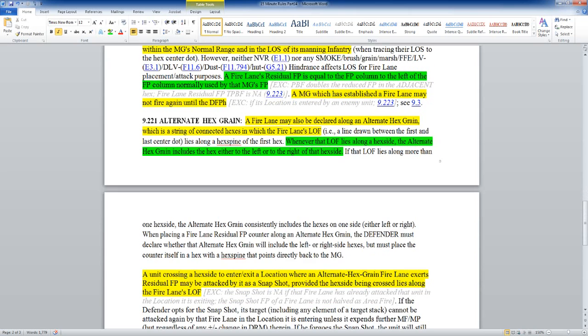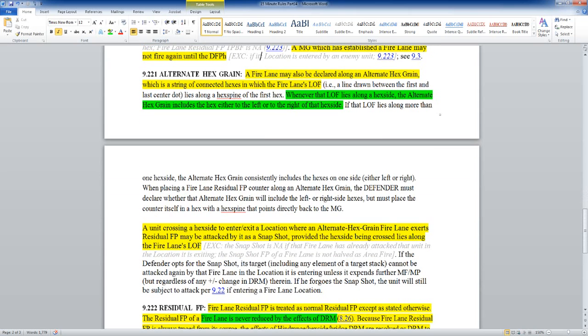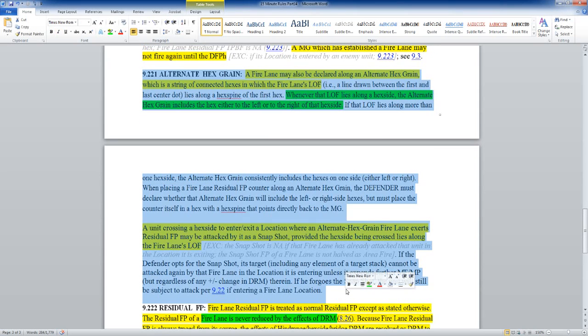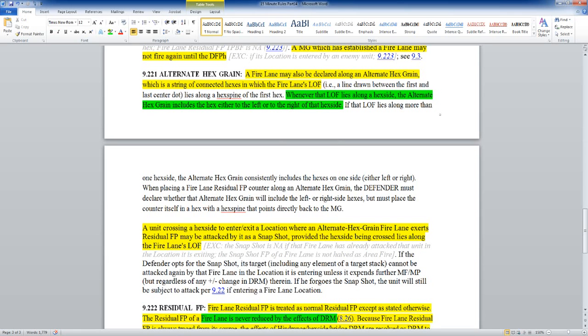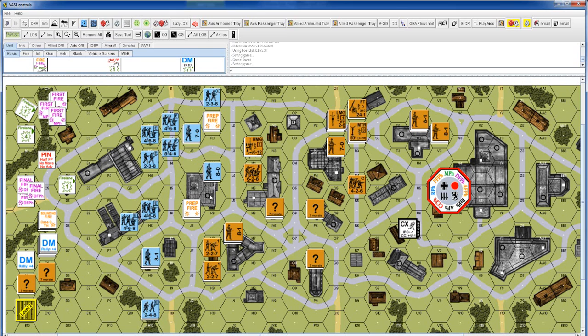Alternate grain hex. Now this is a crazy rule, where the wording just doesn't make any sense. So I'm just going to give you an example of what they're talking about here. I'm going to move this back here. It is the German player's movement phase, and the Russian player is the defensive player. The German player decides to activate a unit in H3 and move it into I3.